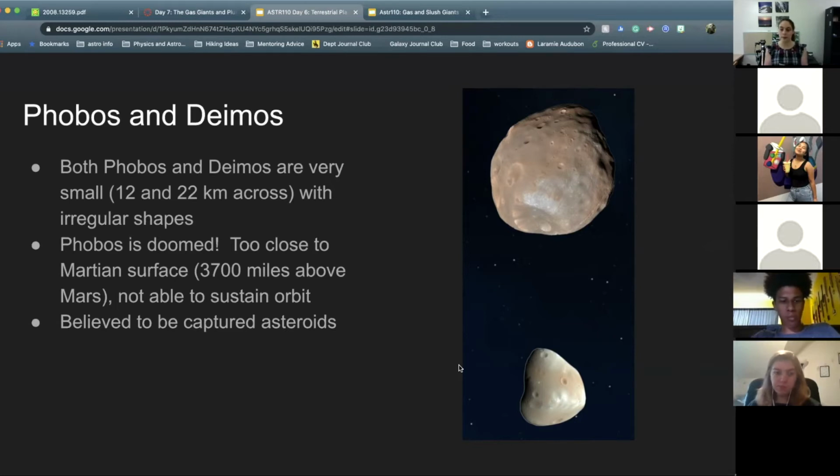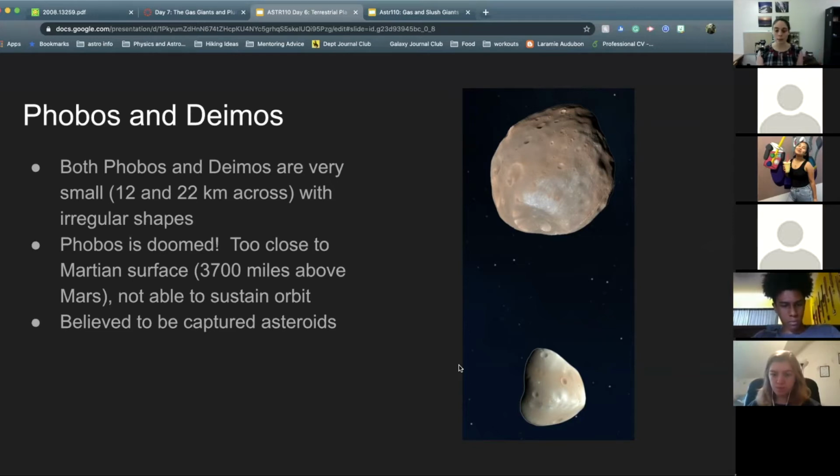So Phobos is small enough and it's close enough to Mars that it's actually going to be pulled apart and crash into Mars eventually. So it's not in a sustainable orbit. It will eventually crash into Mars and become part of Mars, and Mars will only have 1 moon.